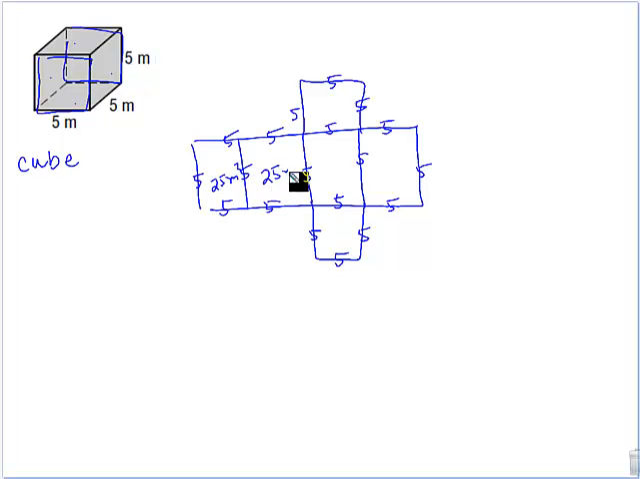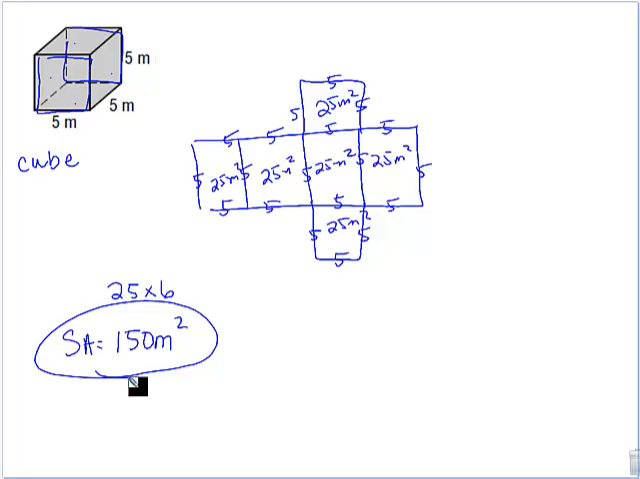They're all going to be that. So you can write it on each and add them all up. What's your other option? 25 times 6. Why 6? Because there's 6 squares. So it's 25 times 6, which is 150 meters squared, our surface area.